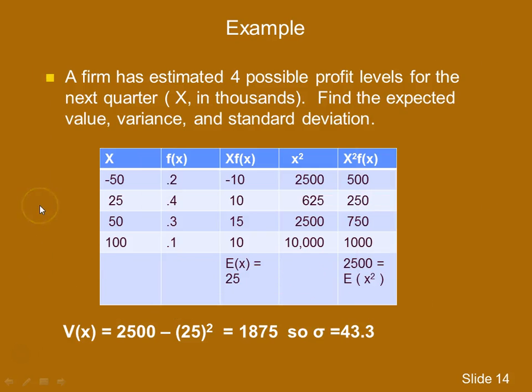Let's do a second example. A firm has estimated 4 possible profit levels for next quarter, which we will call our variable x in thousands. Find the expected value, variance, and standard deviation of this random variable. So notice we have 4 possible profit levels, minus 50 or a loss, 25, 50, and 100, with the following probabilities, 0.2, 0.4, 0.3, 0.1.